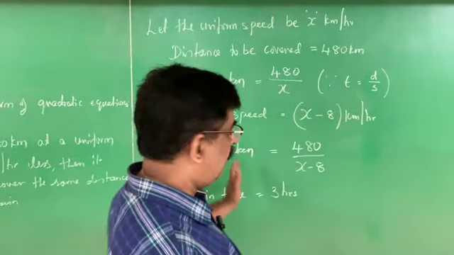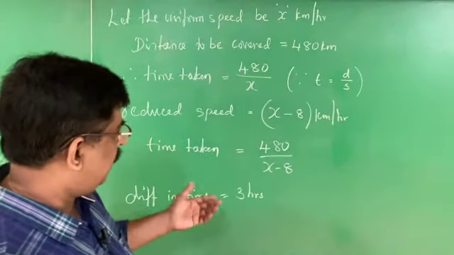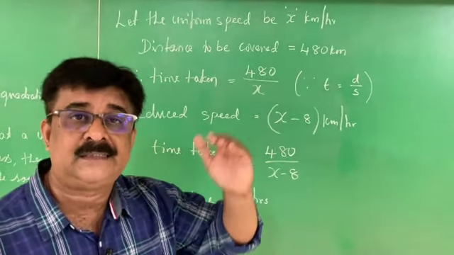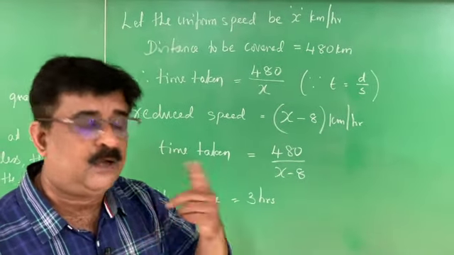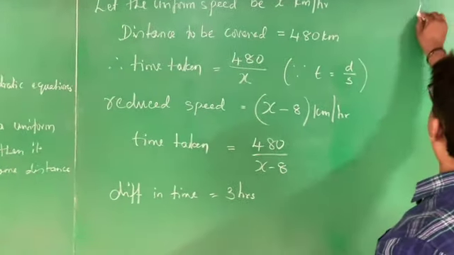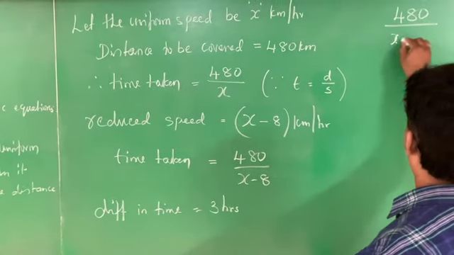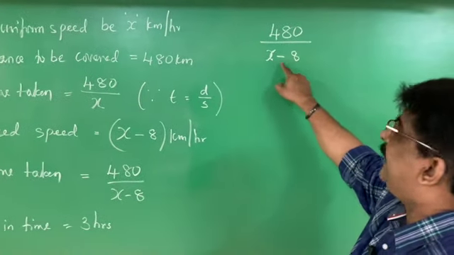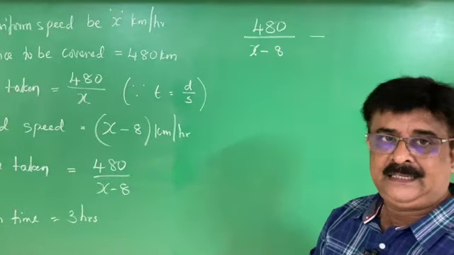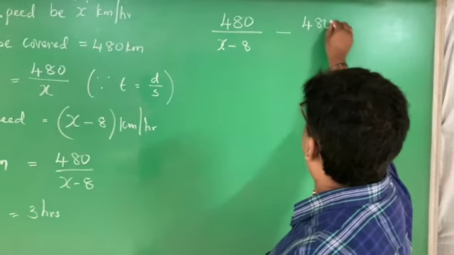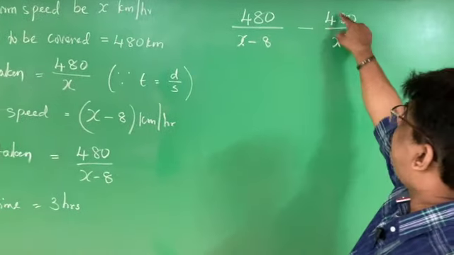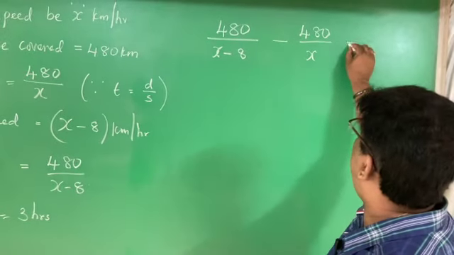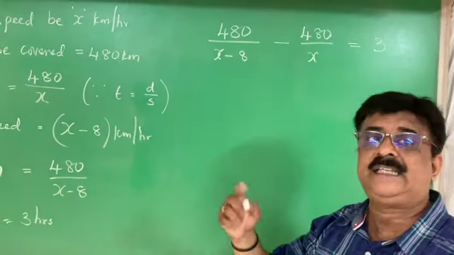Now try to understand. Now we have to frame an equation. We all know that when the speed is less, time is more. When speed is less, the time taken to cover the distance is more. Therefore, 480 by x minus 8. This is the time taken by the train when the speed is x minus 8, minus 480 by x. Here the speed is more. When the speed is more, time is less. This is the more time, this is the less time, is equal to 3. That is the idea of difference in time.